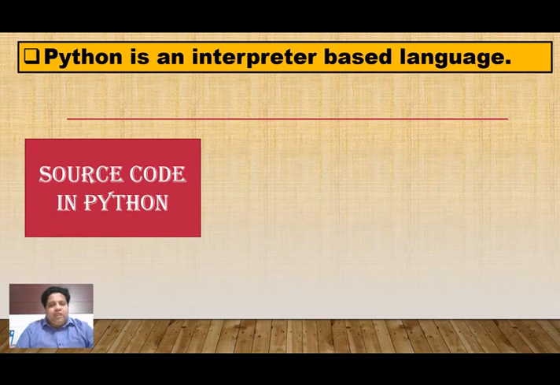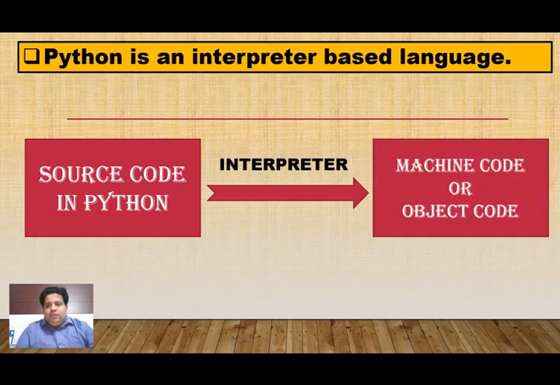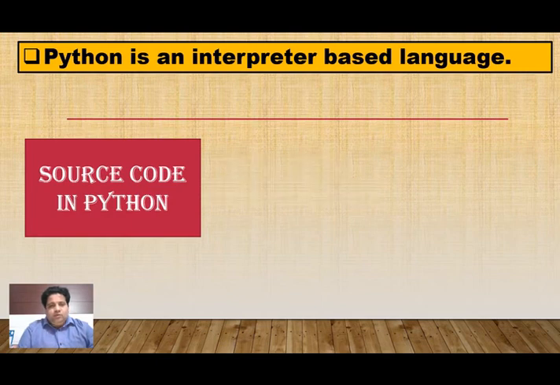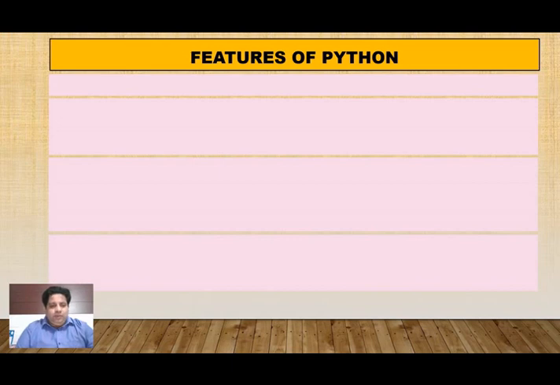Similarly, when you write a program in Python, that code is known as source code. So when you write a source code in Python, it is translated into machine code or object code by an interpreter. So Python is an interpreter based language. Okay, this you have understood. When you write a source code in Python, it is interpreted into machine code or object code by the interpreter. Is that clear? Okay, let's move on. Now, what are the features of Python language?